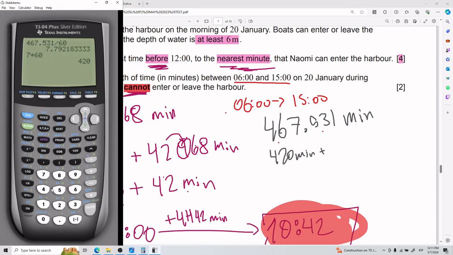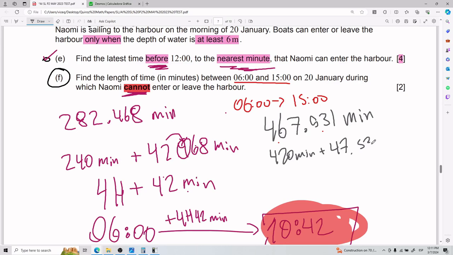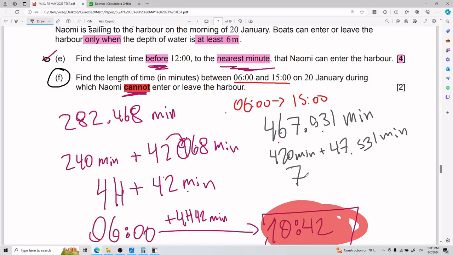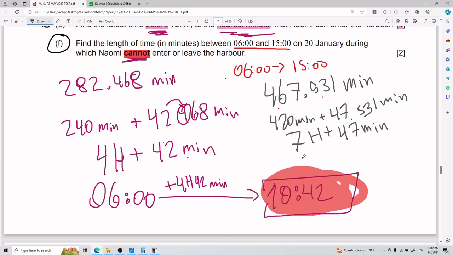So 467.531 minus 420 gives you 47.531 minutes, right? Now the 420 minutes is the same as 7 hours. So I can write this as 7 hours plus 47 minutes. And so from 6, you add 7 hours plus 47 minutes, so 6 plus 7 gives you 13. So you end up with 13 hours, 47 minutes.